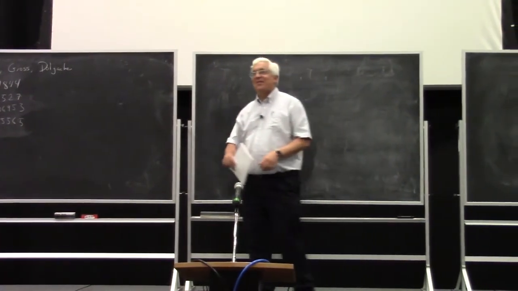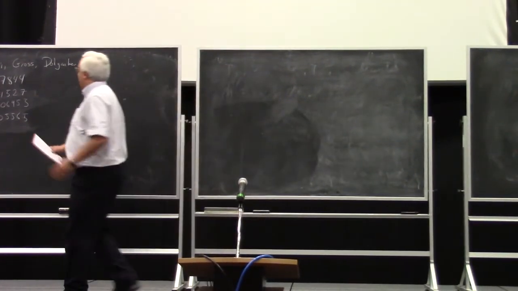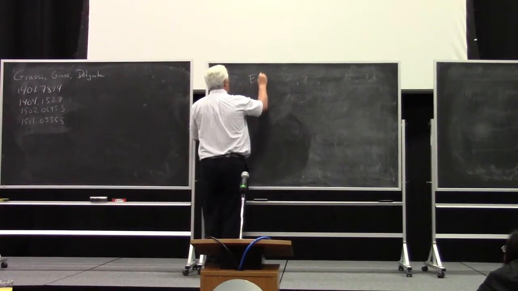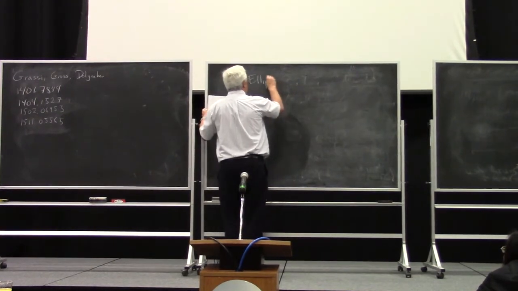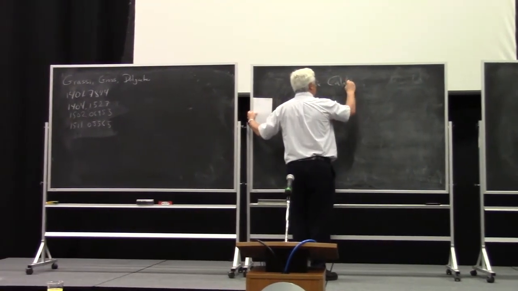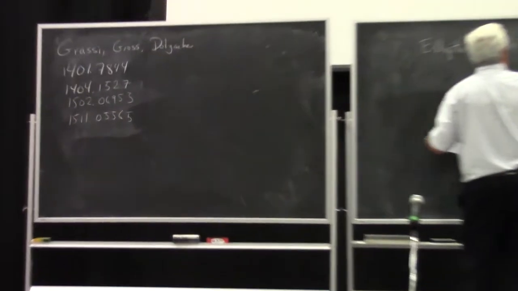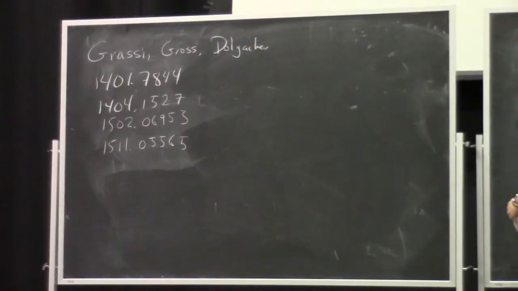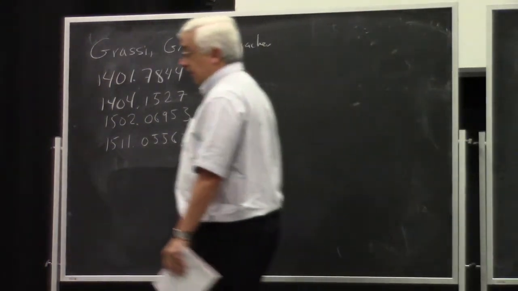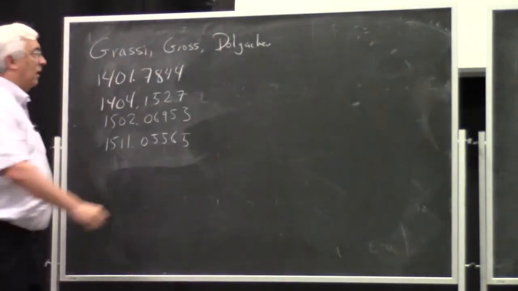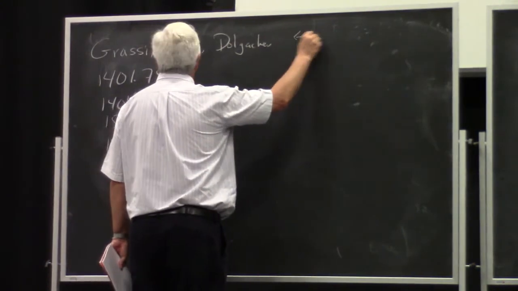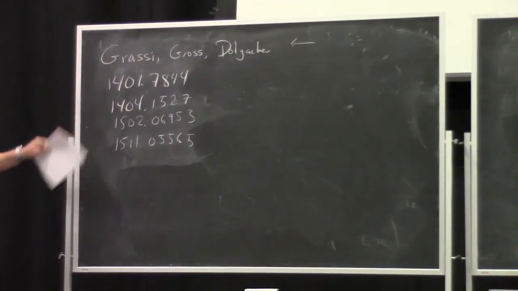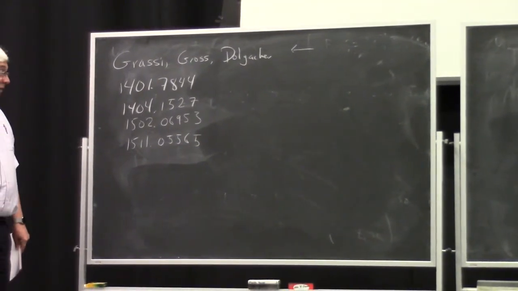Okay, thanks very much. I'm going to talk today about elliptic Calabi-Yau torsors. I'll explain what that means. And I want to mention that there was a substantial amount of work done on this question about 20 years ago by Grassi, Gross, and Dolgachev. And then it's recently come up in largely the physics literature.